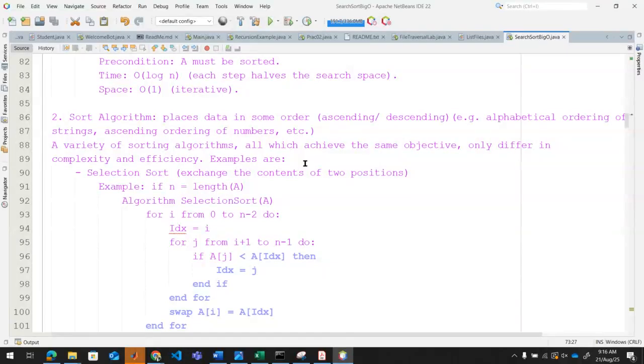The examples I have for that are not in Java. I'll probably show you some examples, but they're not in Java. That's it. Okay.